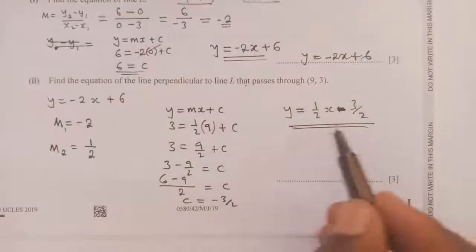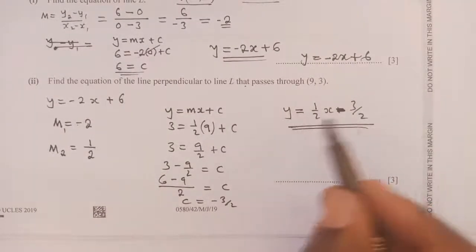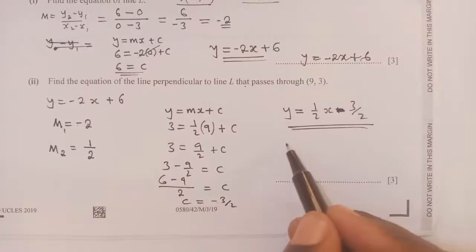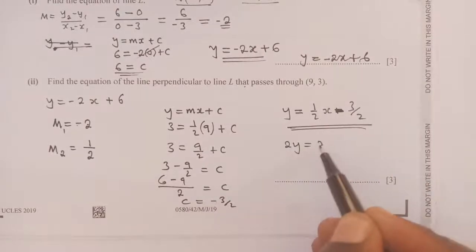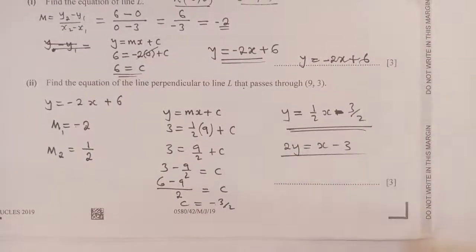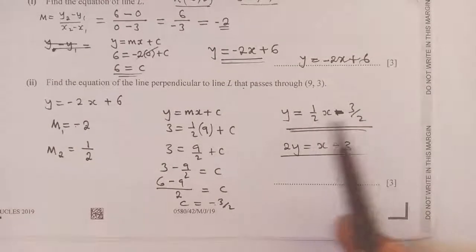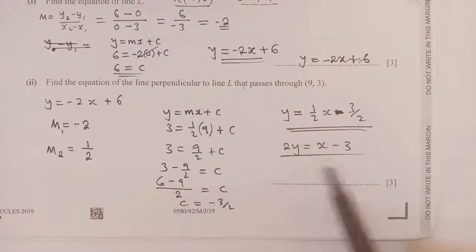If you want, we can even multiply both sides by 2, where it will look like this. So this is the equation. If you want, you can leave it like this, or you can simplify it and make it look like this.